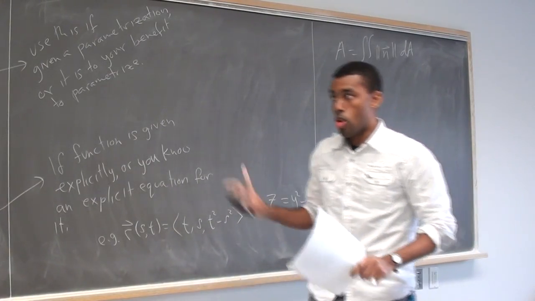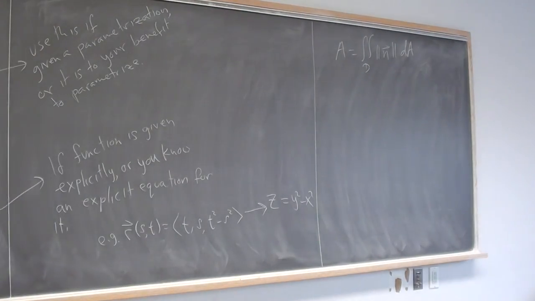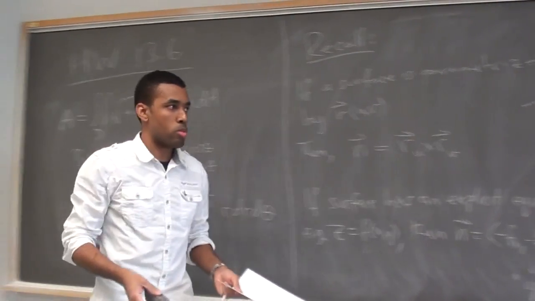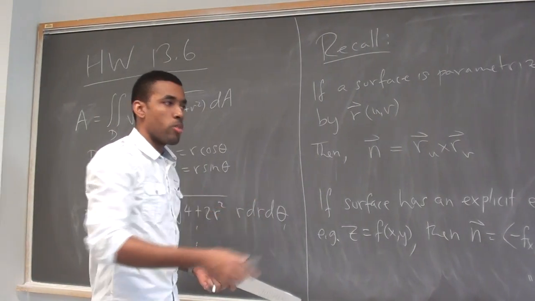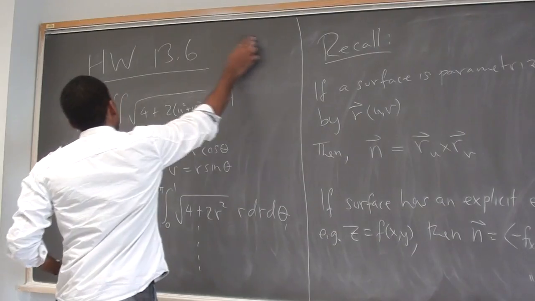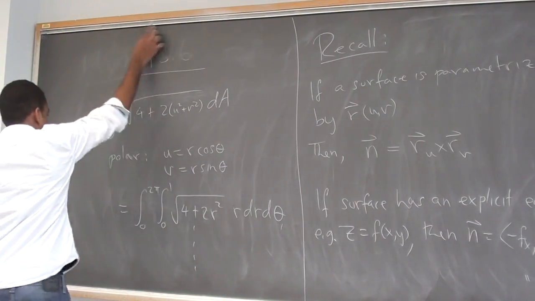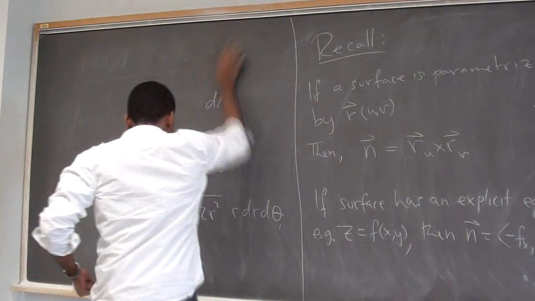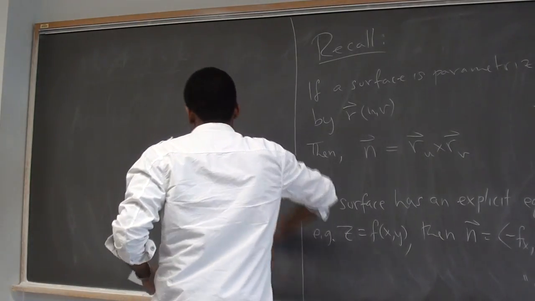When we talk about oriented surfaces, we orient them by the normal vector. So the direction of the normal vector will matter. But so far, it doesn't matter. Why do you need an oriented surface? We're going to talk about it.